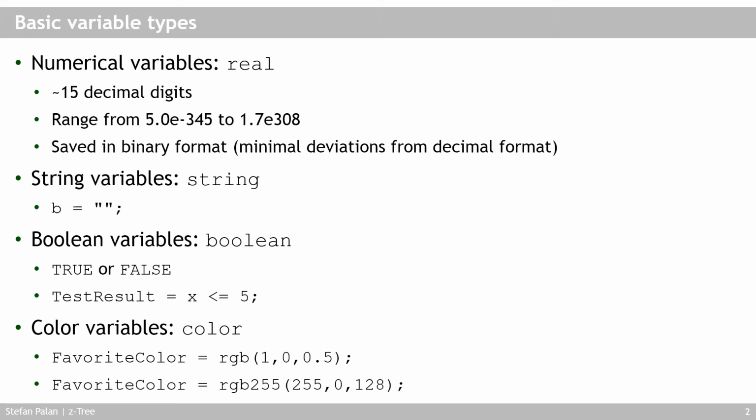And finally, SETRI has its own variable type for colors. So you can create a color variable that you call, for example, favorite color, and set it to the color that corresponds to RGB 100, 0, 50. So that's 100% red, 0 green, and half, 50%, blue. You can also use the standard RGB 255 notation and set it to 255 red, 0 green, 128 blue. That's the same color as above.